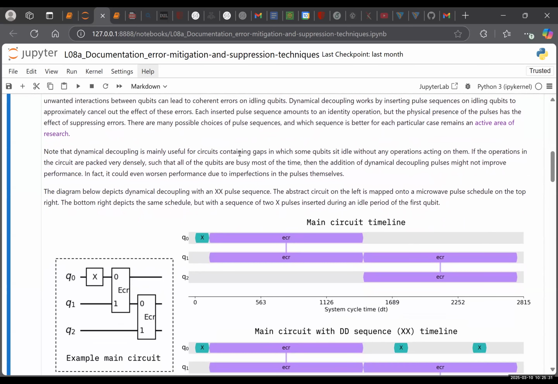Yeah, so this is only useful when you have a gap. If you compress the circuit so that each instance you have a gate applying, then you don't have the advantage of using dynamical circuit.